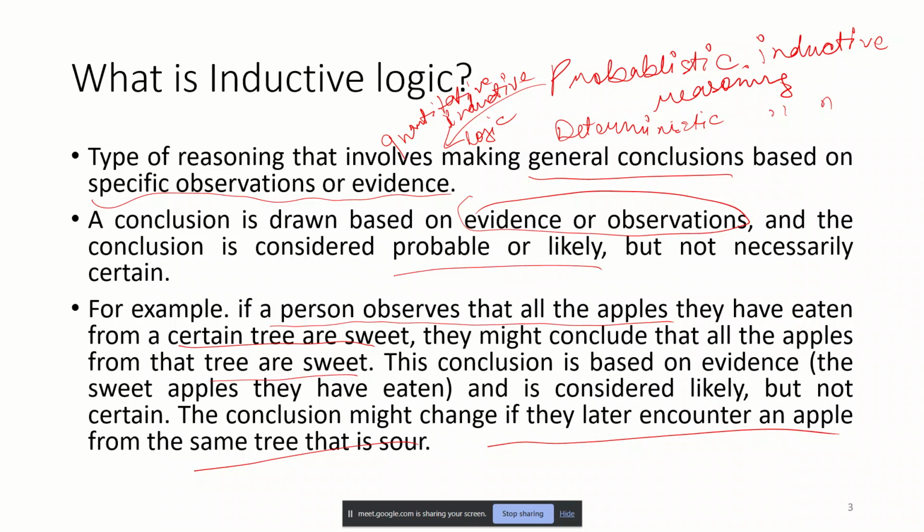Each time a person eats an apple, it's a specific event, sweet or not sweet. He gets that it's sweet, so that's a specific. After a lot of time, generally they say that this tree only has sweet apples. So we go from a specific event to a general conclusion. Thank you.